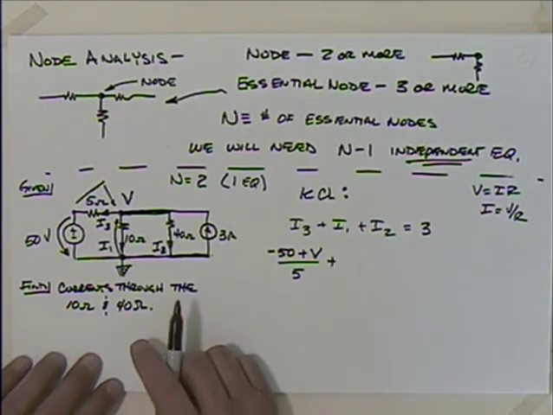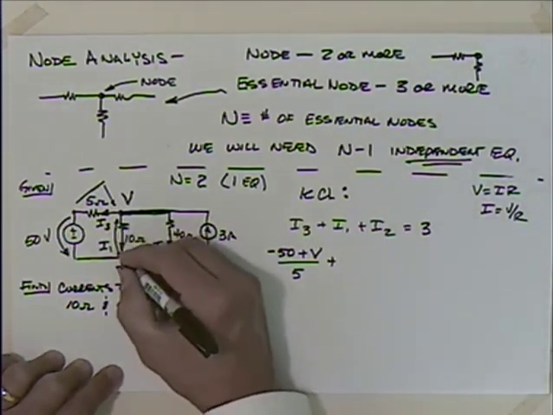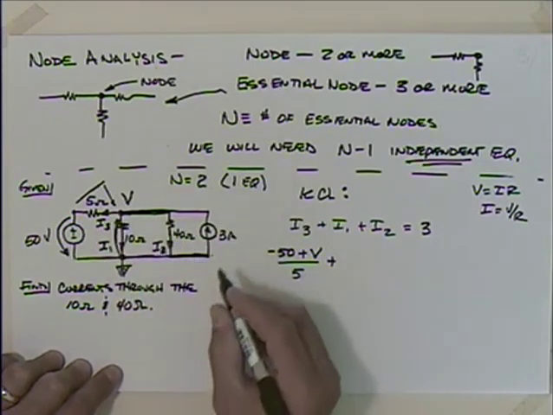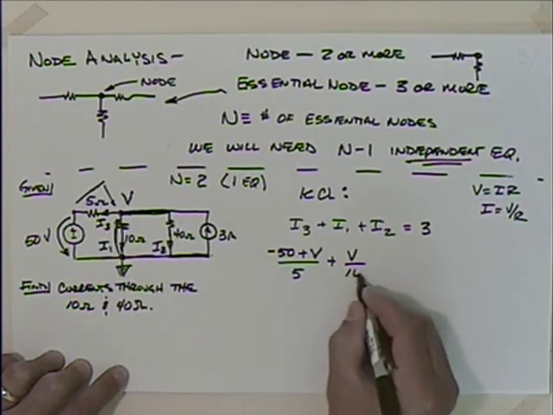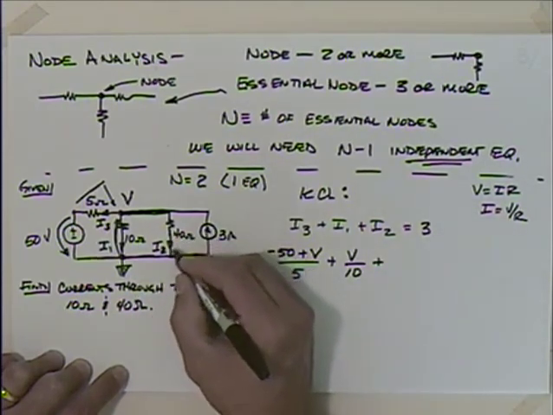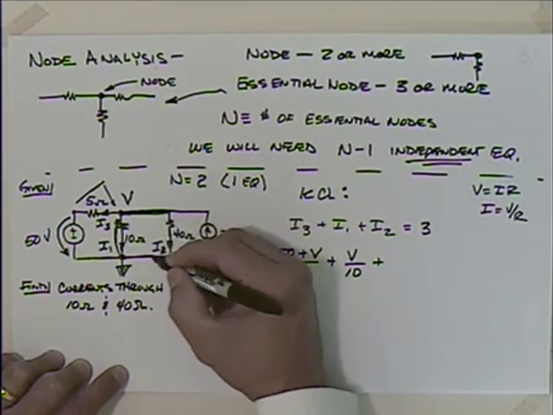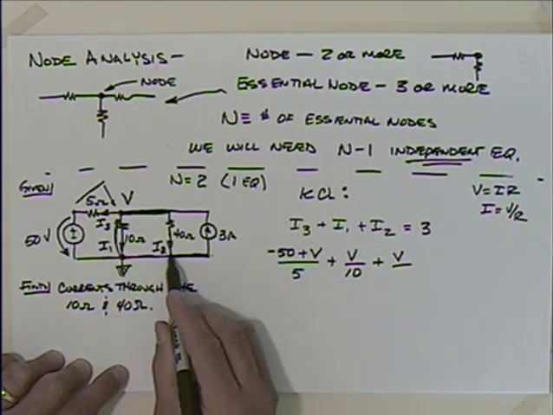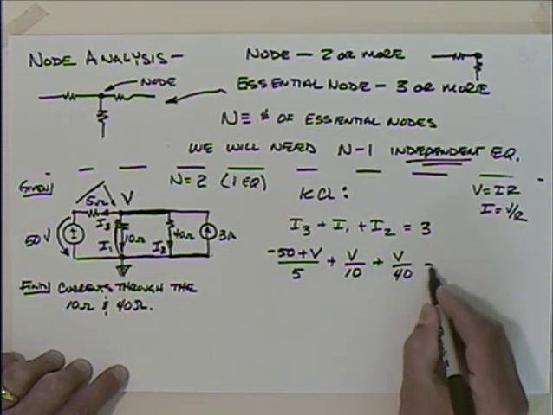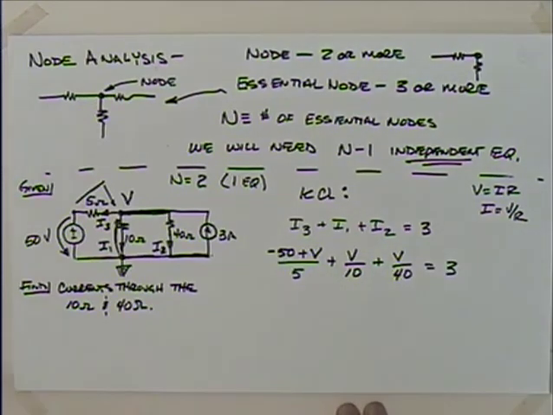Plus then I1. I1 and I2 are a lot easier because I can really just take the voltage that I have across there, that's V, and divide by, in this case, 10. Here with I2, I know the voltage across there is the same, so I have V, and I'm going to divide by what? 40. And that's equal to 3.